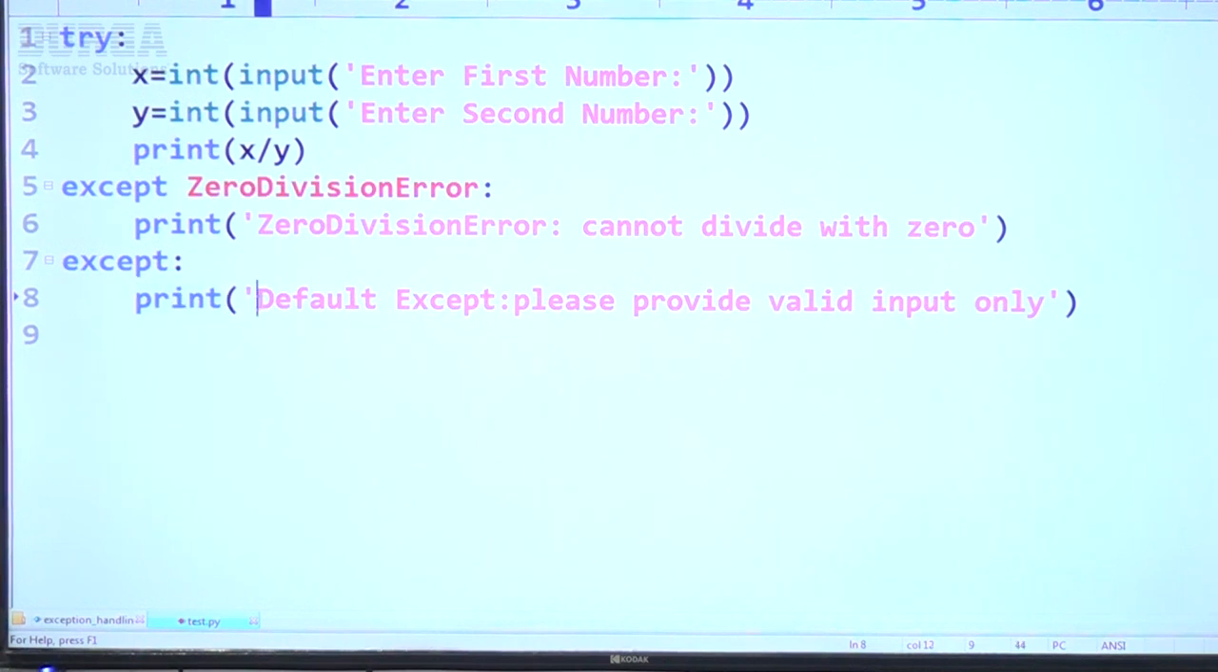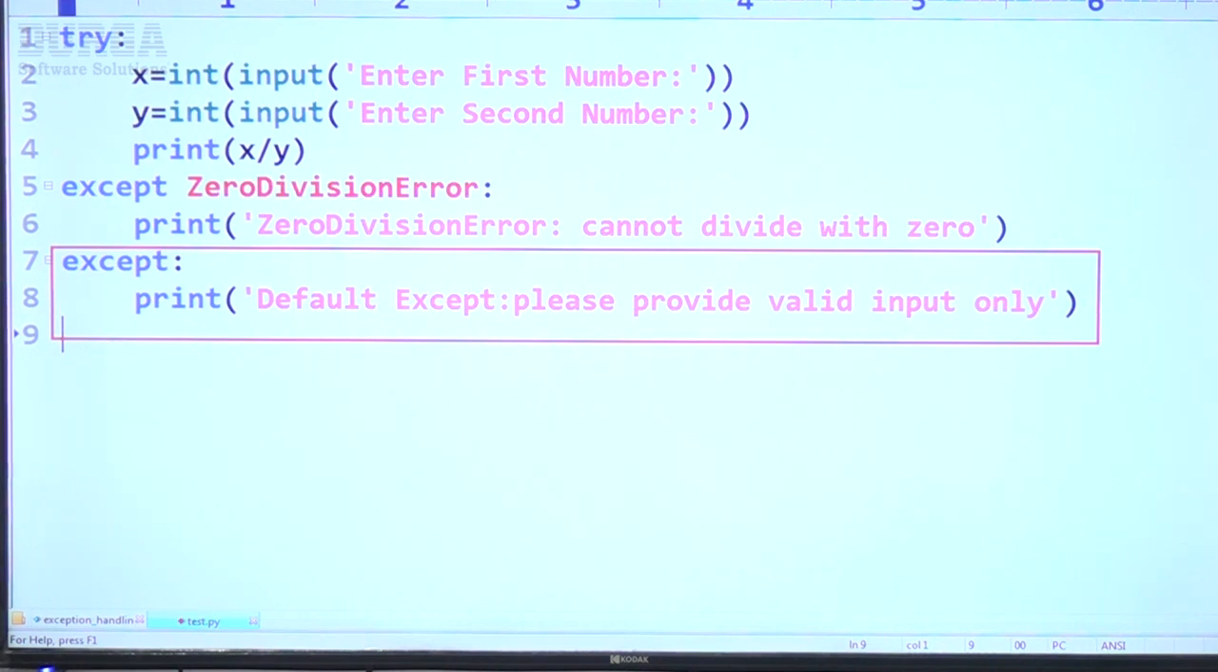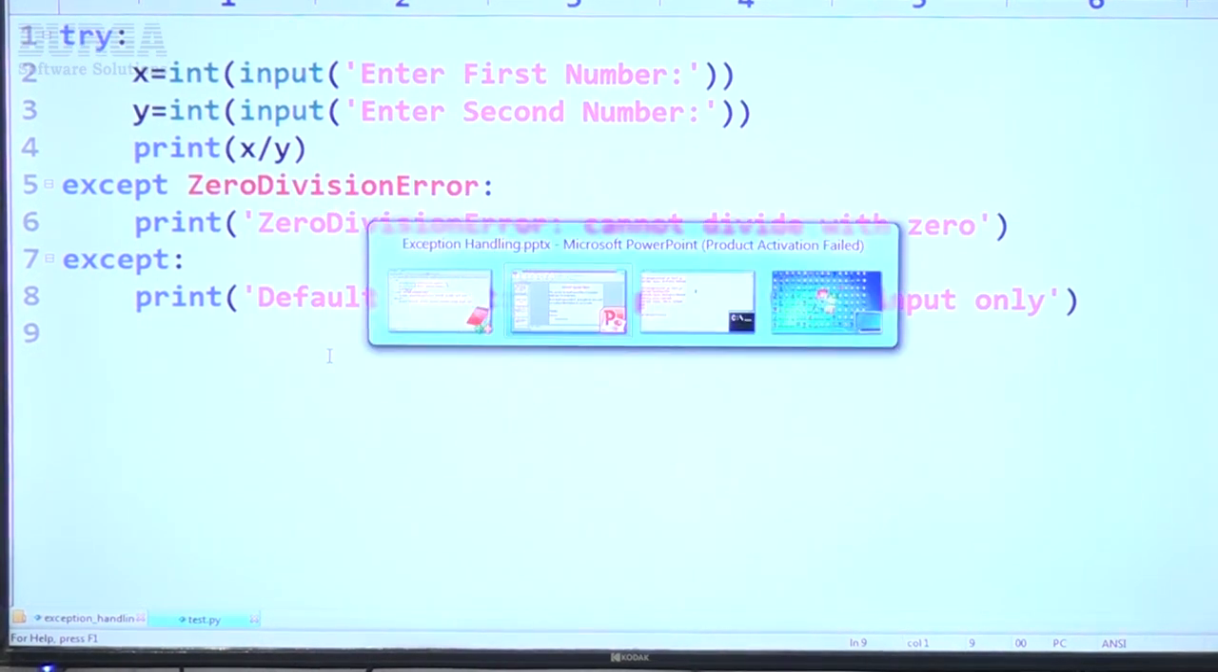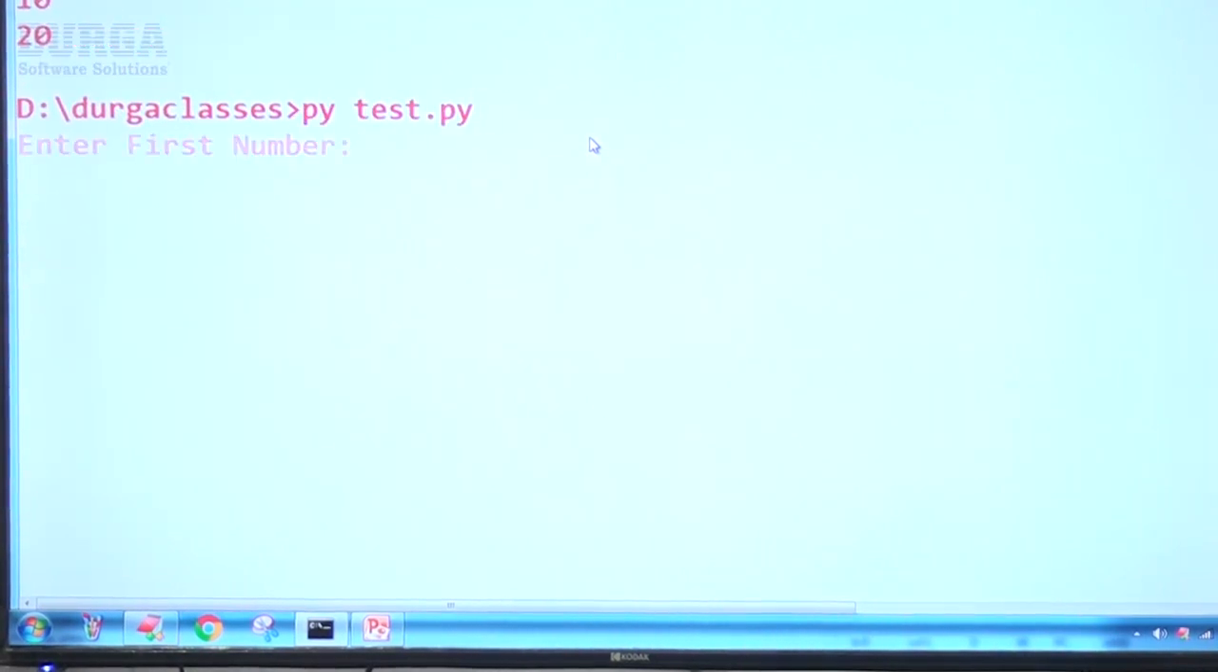Next, except default. From this example you should become familiar with what is called the default except block. If ZeroDivisionError comes, the first block takes care of it. Any other exception that comes will automatically execute this default except block. Now let me execute this code and have a look.